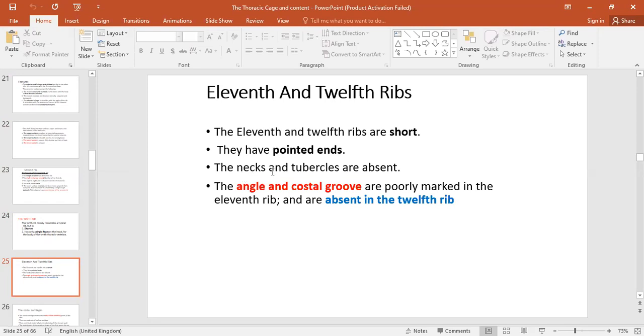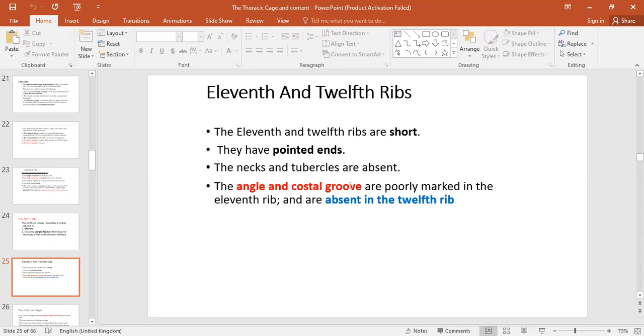Next is that these two ribs lack the neck and tubercle. So they are neckless and tubercleless. They don't have those features, so if you're examining them, you won't find those features on them. Then it will be easier to know which one is rib 12 from rib 11, because rib 12 makes no angle. Okay. 11th rib, yes, it has an angle.